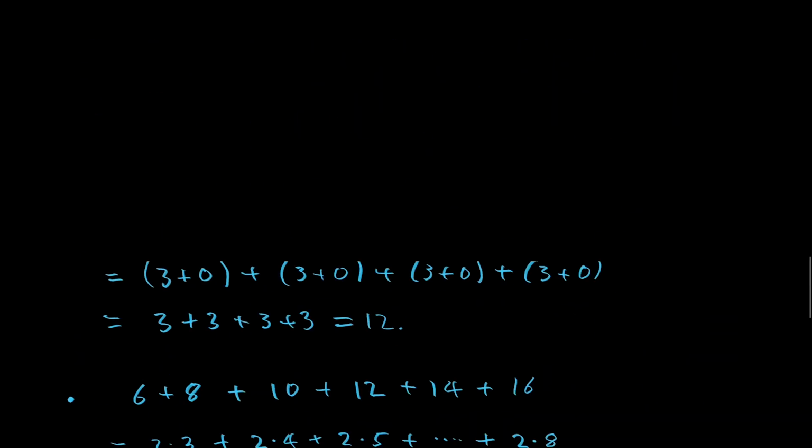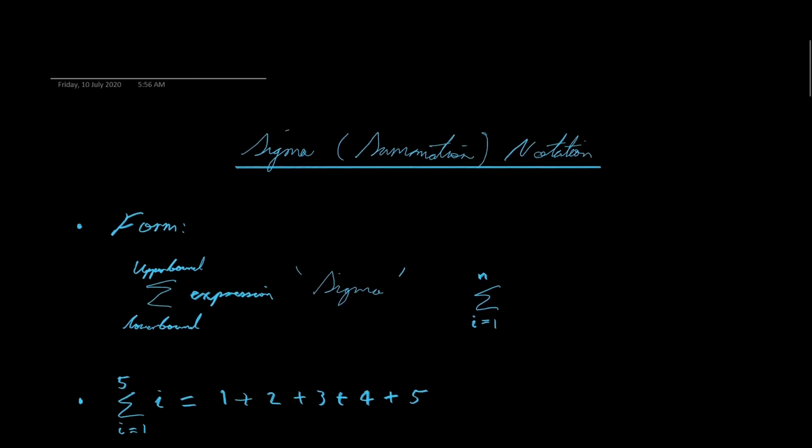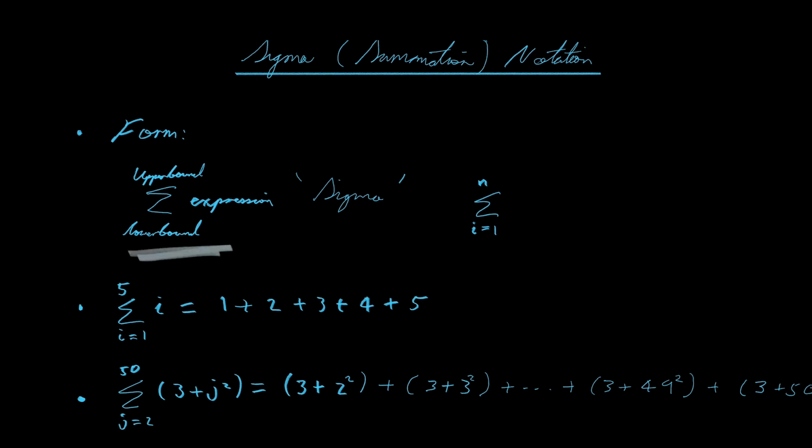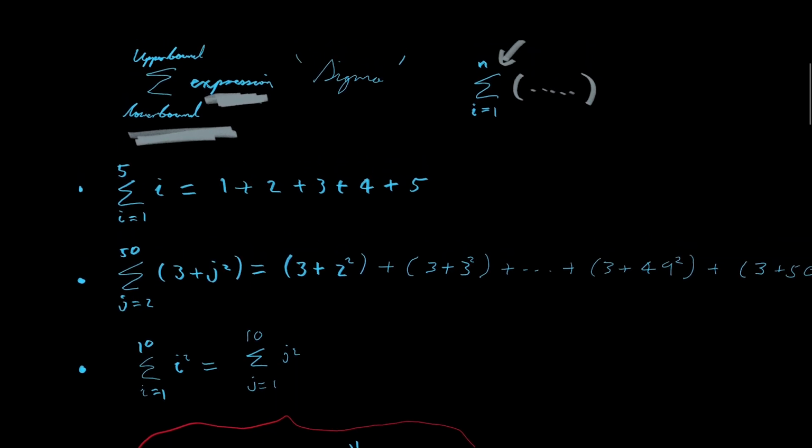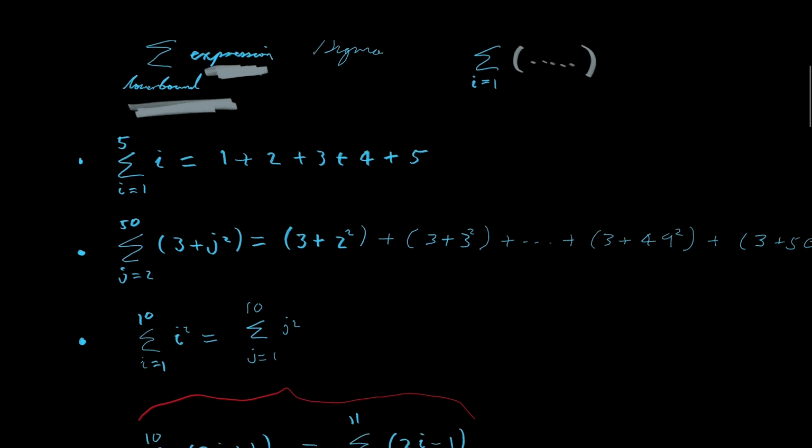And just to recap everything, this is typically the form here. You're going to have a lower bound and upper bound, written below and above the ancient Greek letter sigma, followed by an expression that will usually have the dummy variable in it, but need not always have the dummy variable in it. We saw an example where it didn't. So it's just a more compact way of writing long sums.